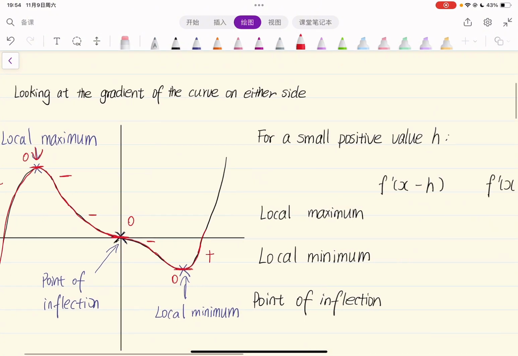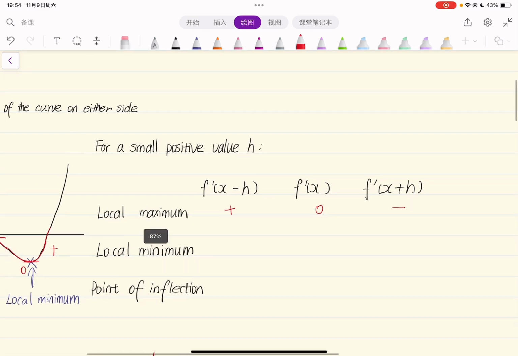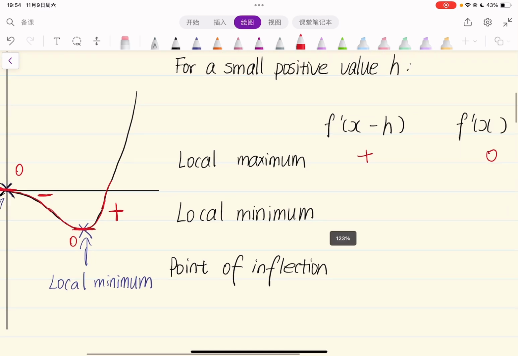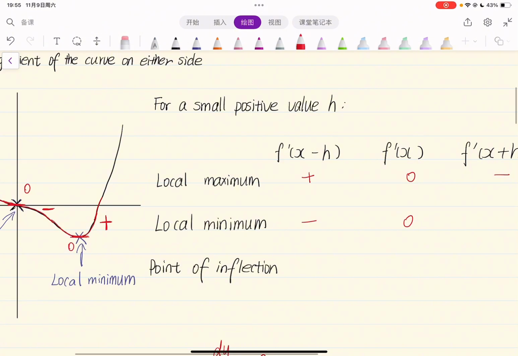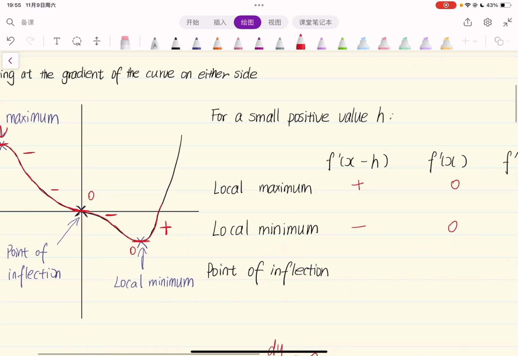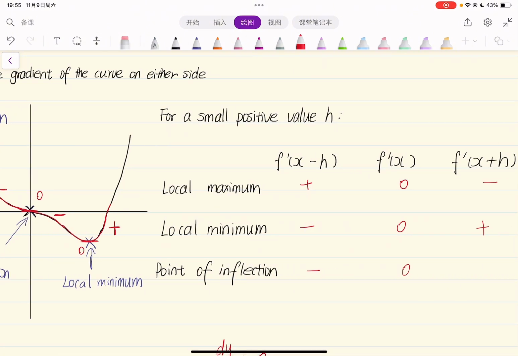So we can fill the table: positive, here is 0, and then negative. For the local minimum point, the left-hand side is negative, the right-hand side is positive. So from negative gradient to 0, and then to the positive gradient. For the point of inflection, we have negative gradient, and then 0, and then a negative gradient.